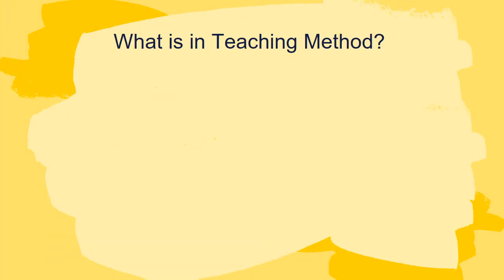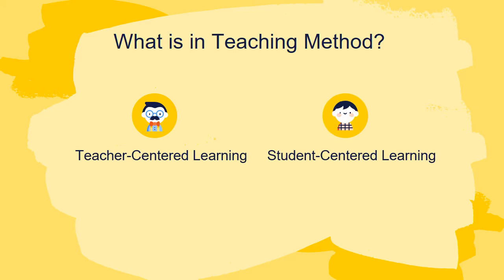Then what we have to know is what types of method that teaching method provides. Here, teaching method is divided into two subtopics: teacher-centered learning, and the second one is student-centered learning. So what are the main differences between the two? The first, teacher-centered learning, is a learning system where the teacher or lecturer becomes the center of teaching and learning activities. Meanwhile, student-centered learning is learning that places students at the center of learning activities.